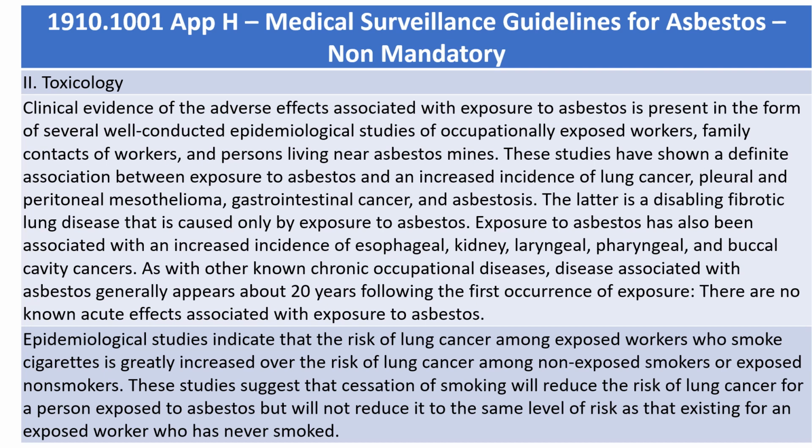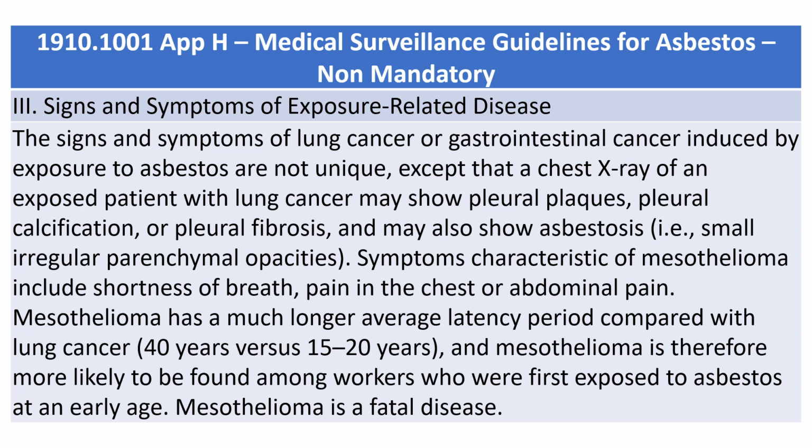Epidemiological studies indicate that the risk of lung cancer among exposed workers who smoke cigarettes is greatly increased over the risk of lung cancer among non-exposed smokers or exposed non-smokers. These studies suggest that cessation of smoking will reduce the risk of lung cancer for a person exposed to asbestos, but will not reduce it to the same level of risk as that existing for an exposed worker who has never smoked.